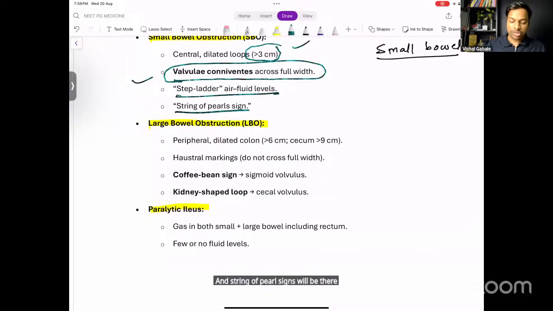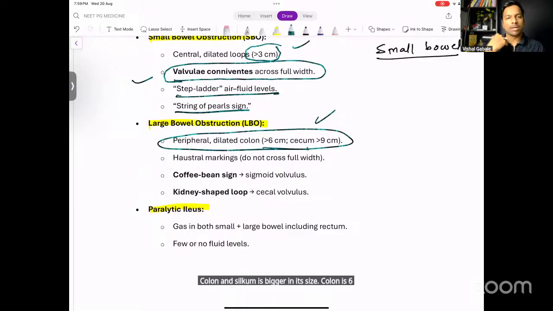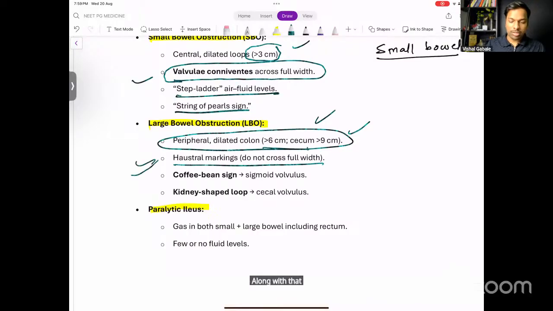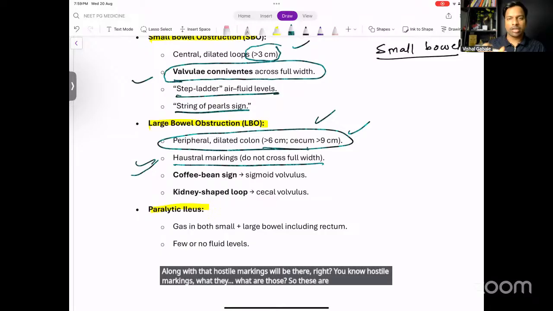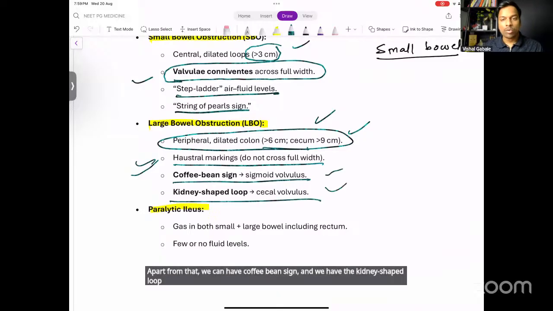In large bowel obstruction, the bowel loop will be bigger in size. Obviously, colon and cecum are bigger in size. Colon is 6 centimeter, cecum is 9 centimeter. Along with that, haustral markings will be there, right? You know haustral markings. What are those? These are incontinuous markings, basically. Apart from that, we can have the coffee bean sign, and we have the kidney shaped loop in cecal volvulus.